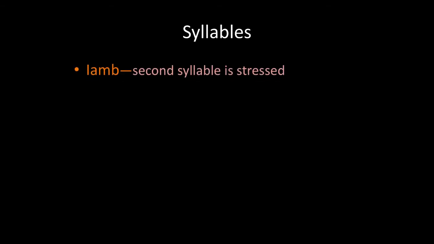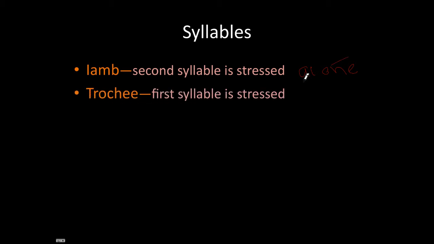Further, if we're talking about syllables with particular words, we have iamb, which means the second syllable of a word is stressed. An example of a word that has a second syllable stressed is alone. Trochee means that the first syllable of a word is stressed. An example of a word like that would be lonely.